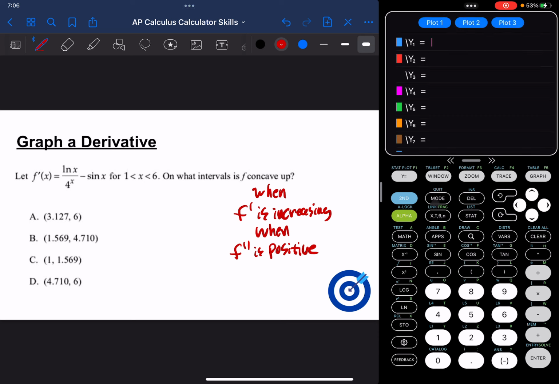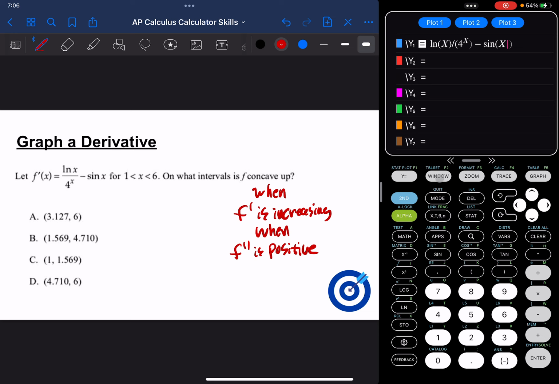So I'm going to go over to y equals, and we're going to type in ln of x divided by 4 raised to the x power. Oops. A couple too many parentheses there. We'll try again. x. There we go. Minus sine x. Again, remember that you're in radian mode.